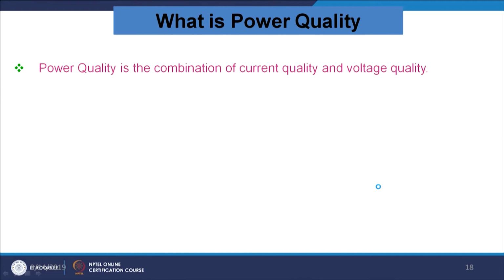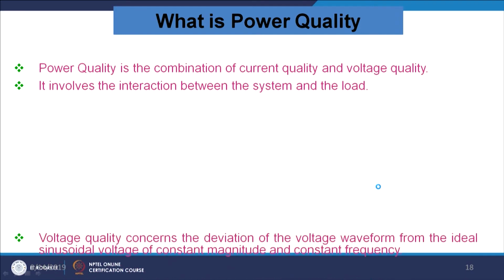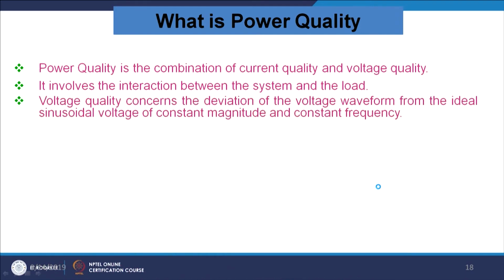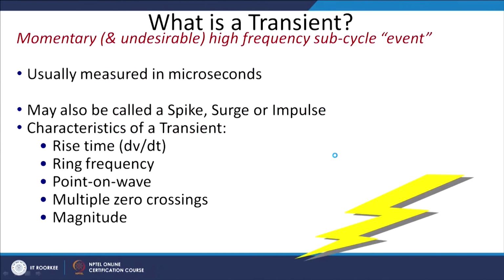Power quality is a combination of current and voltage as well as frequency. So, it involves interaction between the system and the load, and voltage quality concerns the deviations of the voltage waveform from the ideal sinusoidal voltage of constant magnitude and constant frequency. In the same way, current quality concerns deviation of the current waveform from the ideal sinusoidal of constant magnitude and constant frequency. Now, there are other issues.